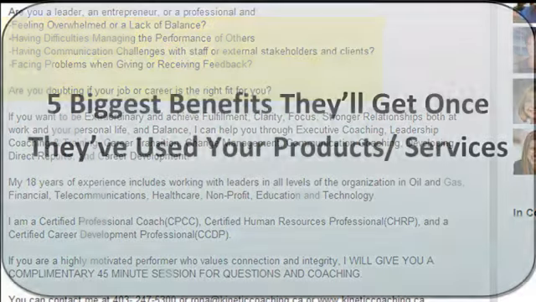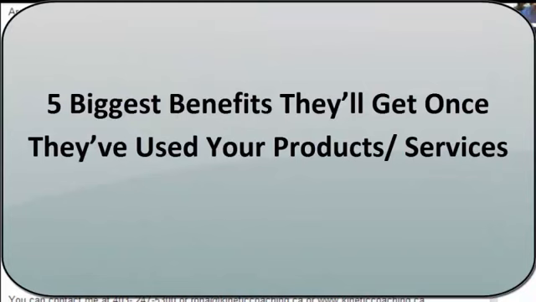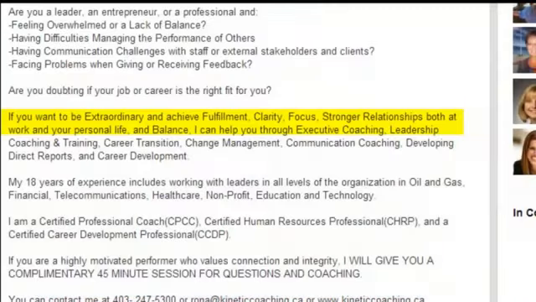So now, the next thing that we do is we talk about the 5 biggest benefits that they'll get once they've used your products or services. So the 5 biggest benefits for her is that her clients will reach fulfillment, clarity, focus, stronger relationships both at work and personal, and also having a balance. So you can see here, I've put in there, if you want to be extraordinary and achieve all of these things, so we've listed them out.